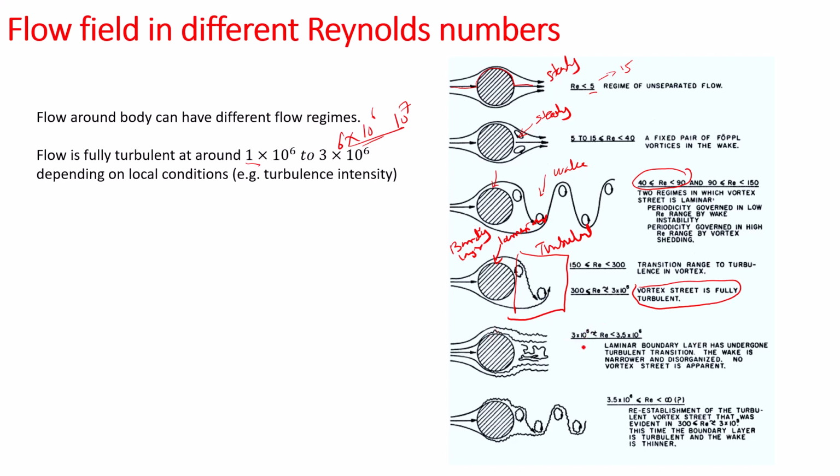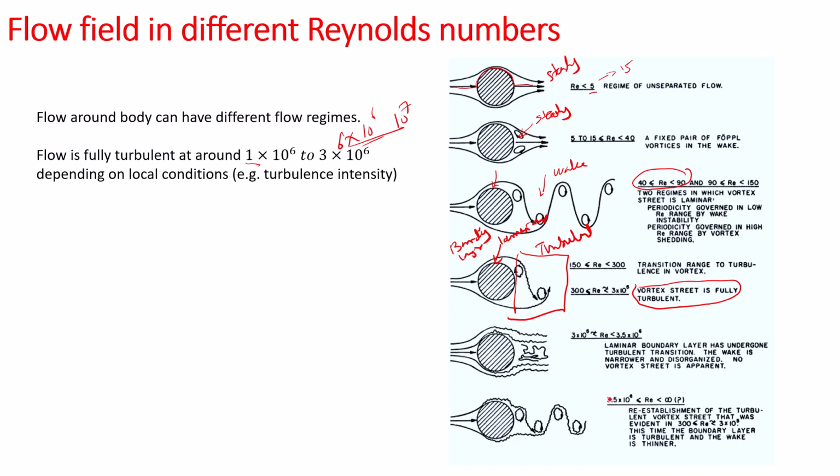And when the Reynolds number is 3 into 10 power 5 to 3.5 into 10 power 6, the laminar flow has now undergone turbulent transition in the boundary layer. But the problem is that the wake is now narrower than any other case, and the flow pattern is not available there. So there is no vortex street, and this flow is disorganized, meaning it's not getting any pattern at all.